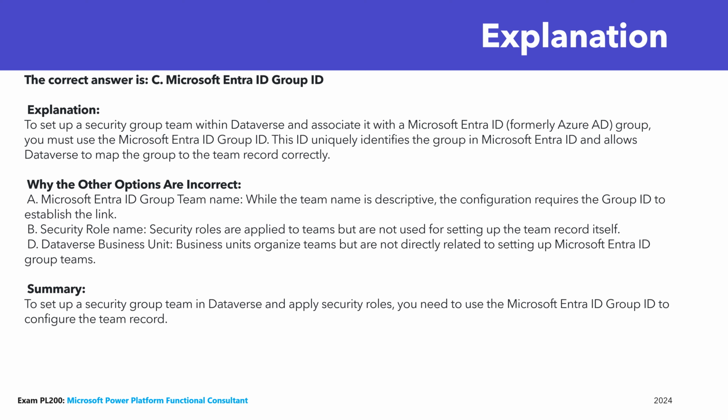Why the other options are incorrect. A. Microsoft Entra ID Group team name. While the team name is descriptive, the configuration requires the group ID to establish the link. B. Security role name. Security roles are applied to teams but are not used for setting up the team record itself. D. Dataverse business unit. Business units organize teams but are not directly related to setting up Microsoft Entra ID group teams.